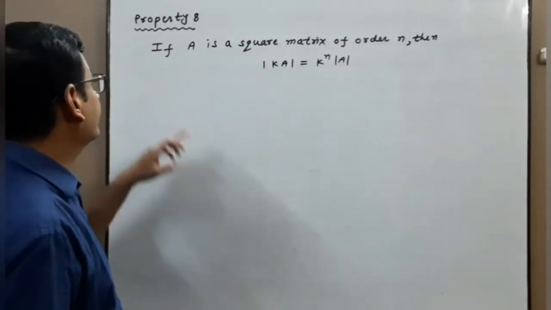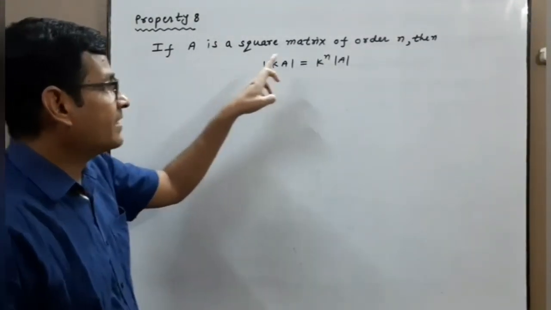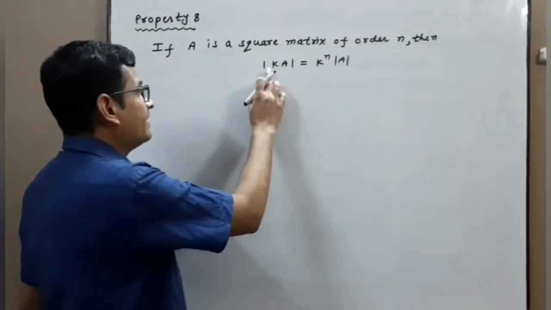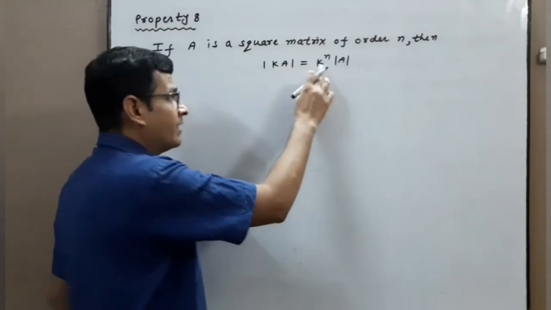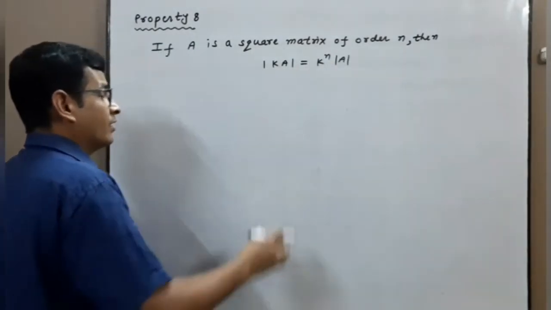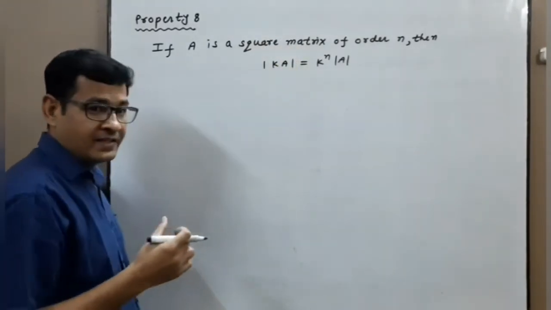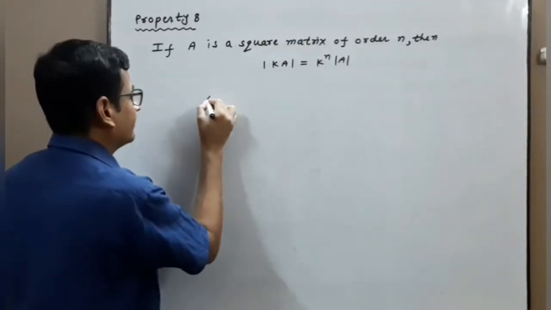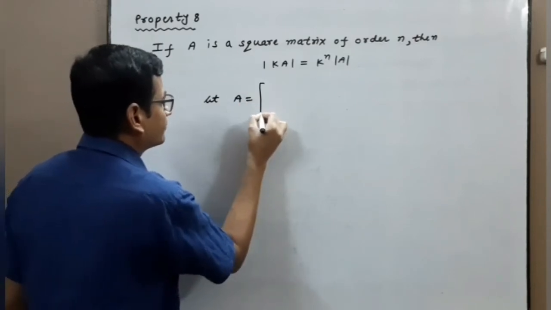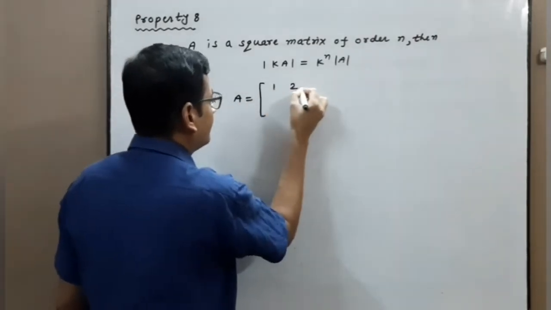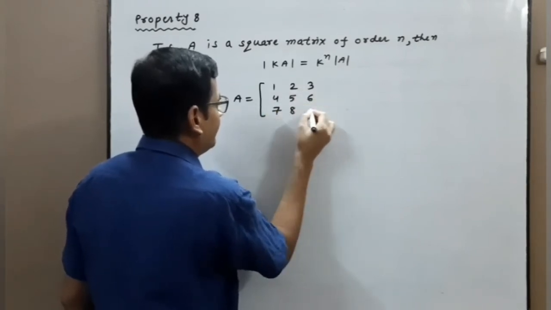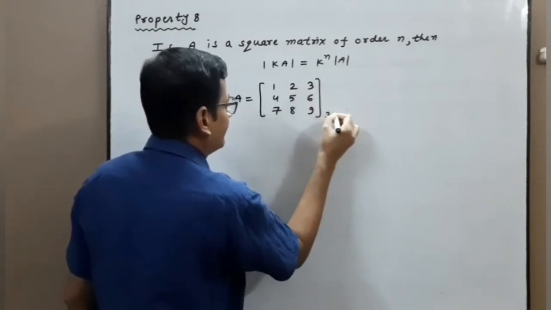Next property. If A is a square matrix of order n, meaning n by n, then the determinant of k into A is equal to k raised to the power n into the determinant of A. To verify this, first we will take a 3 by 3 matrix and generalize the proof. Let A equal 1, 2, 3, 4, 5, 6, 7, 8, 9. This is a 3 by 3 matrix.